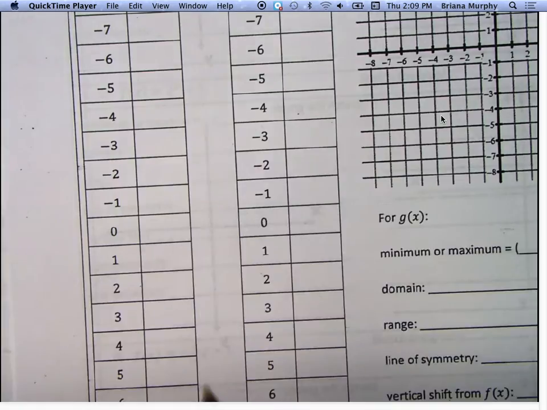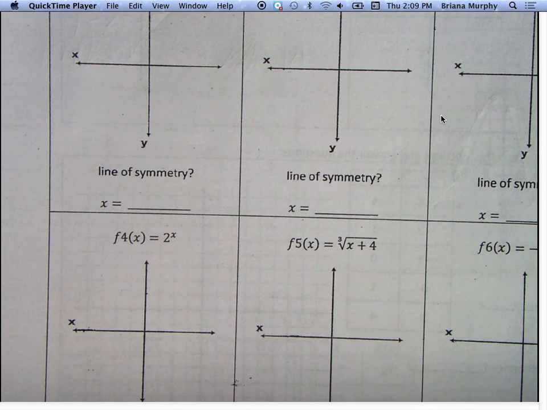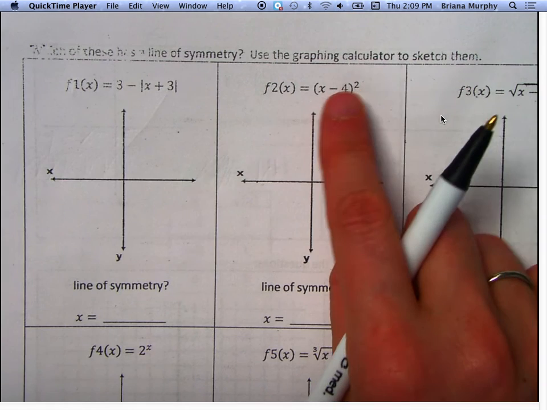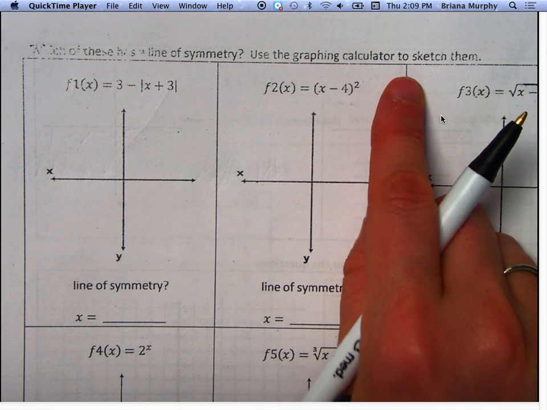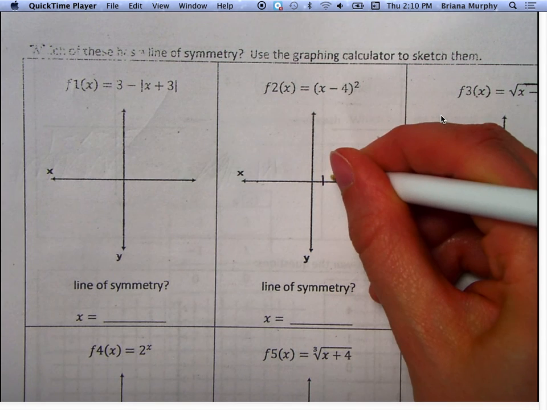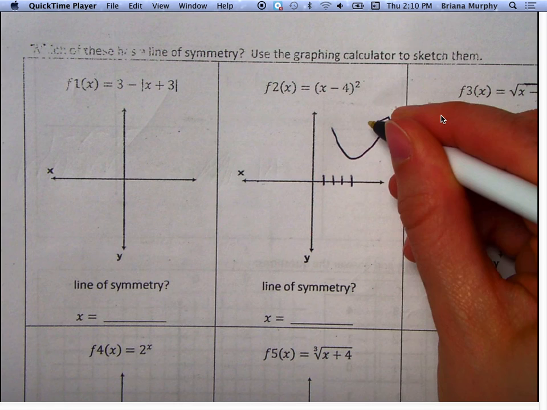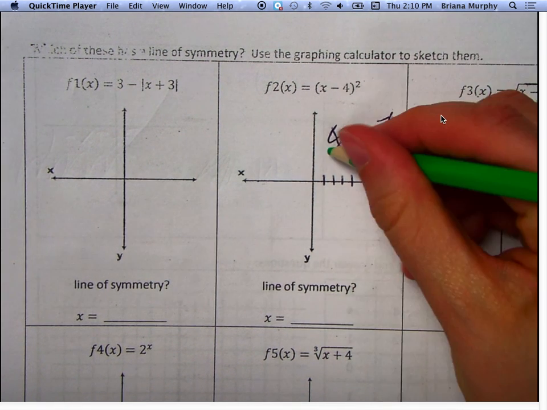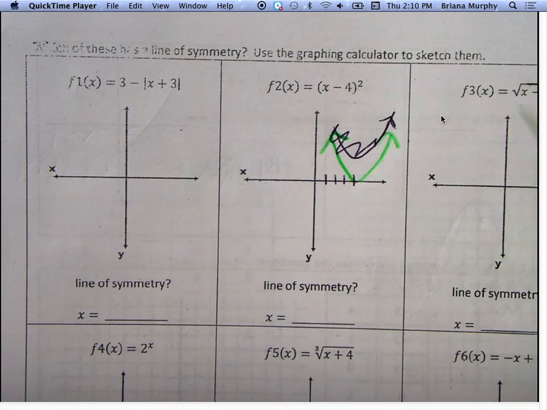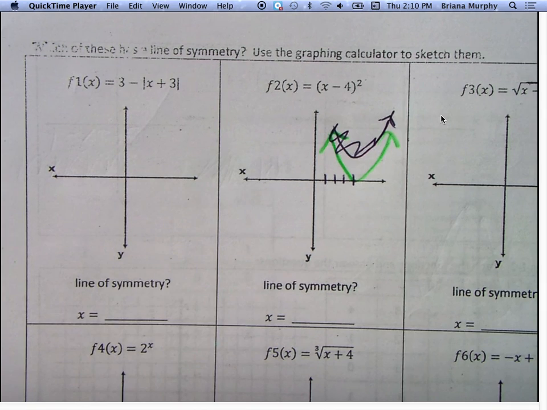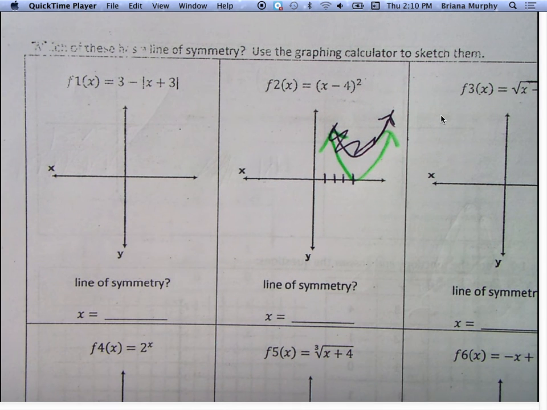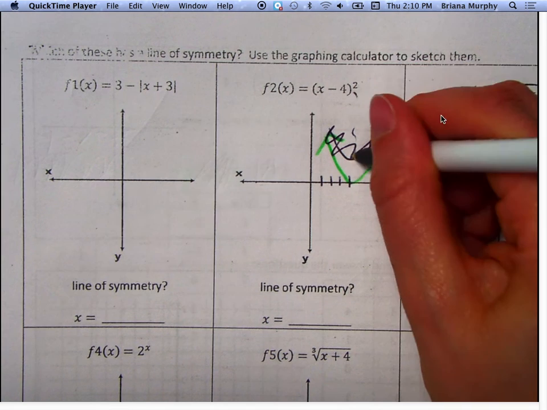Yep. Okay. I want to talk about some things with symmetry. If something has symmetry or not. So we have x minus 4 squared. So let's think, this is going to move to the right 1, 2, 3, 4. And then it's going to look like this. Okay? Does it have symmetry? Can I fold it in half and it be the same on both sides? Yes. At where? When x equals 4. Right there.